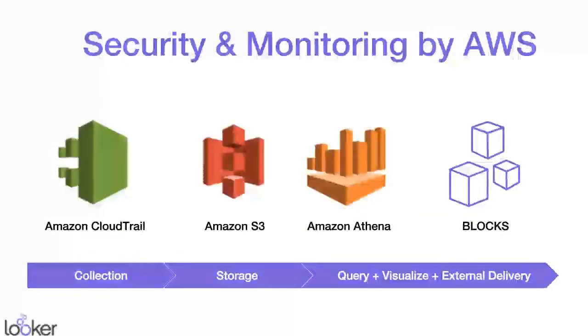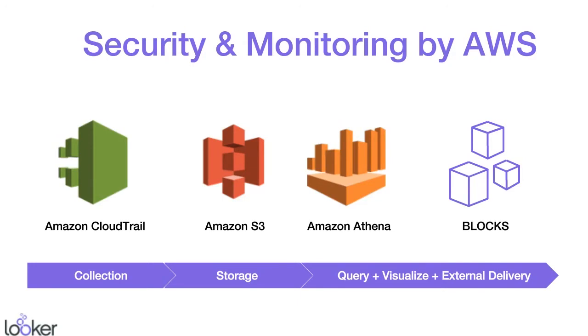The next thing we're going to talk about is security and monitoring with AWS. And we have a pretty similar pipeline here to what we assembled for cost and usage. The only difference being that CloudTrail delivers logs to S3 in JSON rather than CSV.